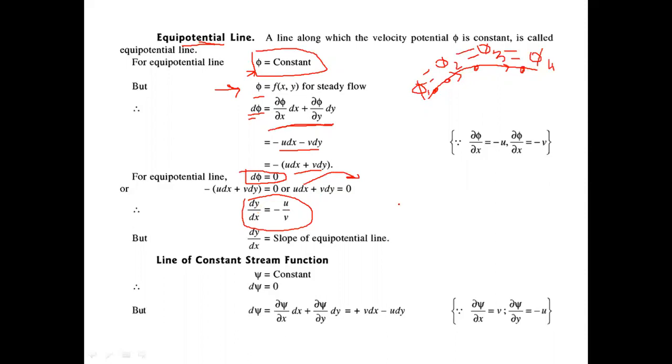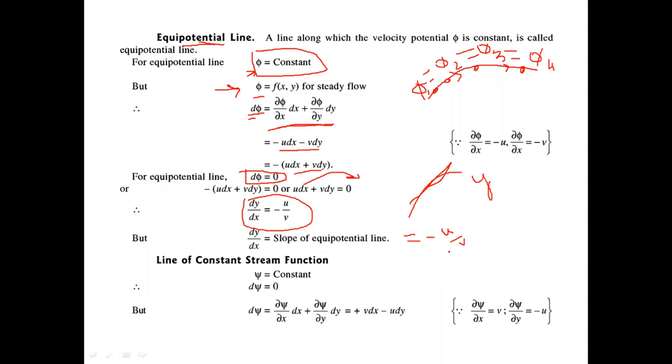And you know, whenever there is a curve, and you take the slope of that curve, let's say this curve is y, the slope of this curve will be dy by dx. So dy by dx also represents the slope of the curve. So what can I say the slope of an equipotential line is equal to? Minus u by v. The slope of the equipotential line will be equal to minus u by v, because the slope of any curve is equal to dy by dx.